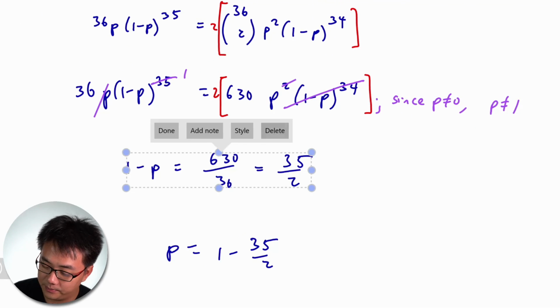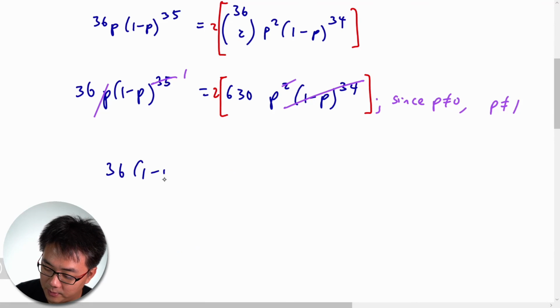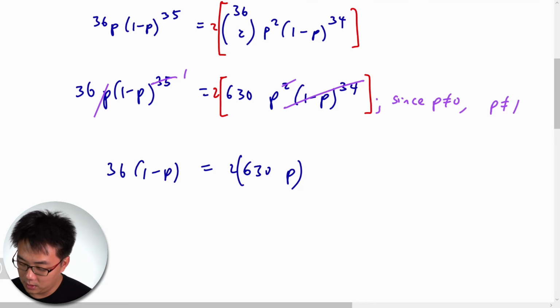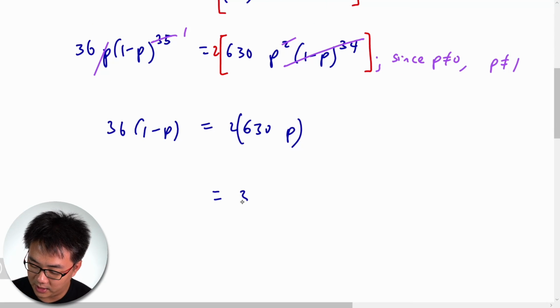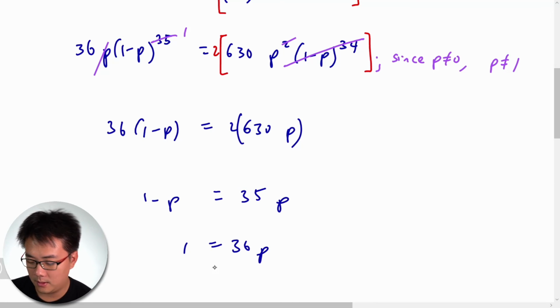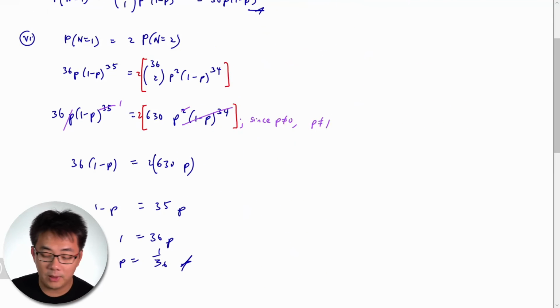Oh, there's a p there. Yeah. See, cancel. Okay, 36, 1 minus p. 2 times 630 p. Yeah, there you go. So this will be 630 times 2, 1 minus p, 36p. Easy, but don't make careless mistakes like me. Okay, there you go. That's about it.